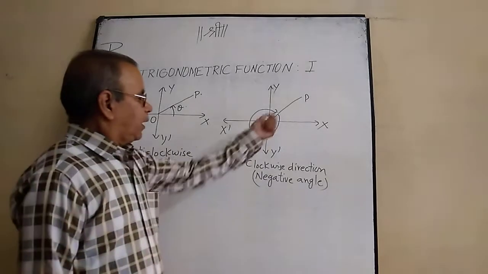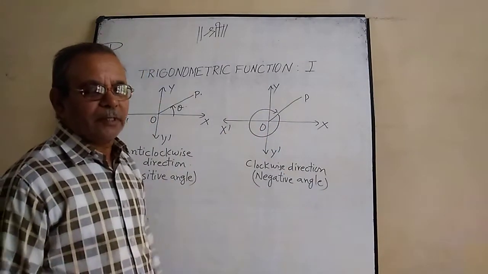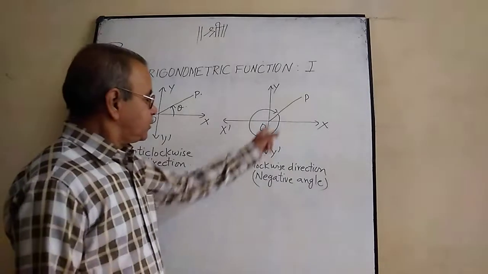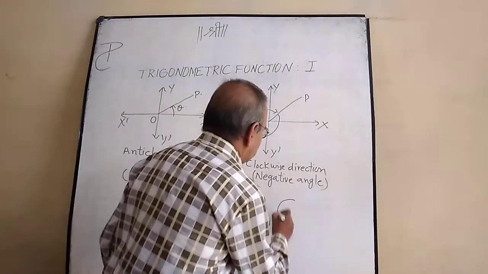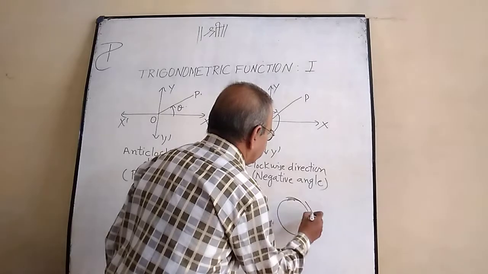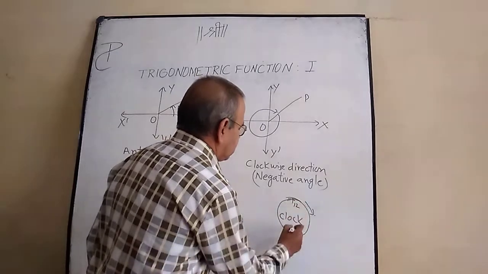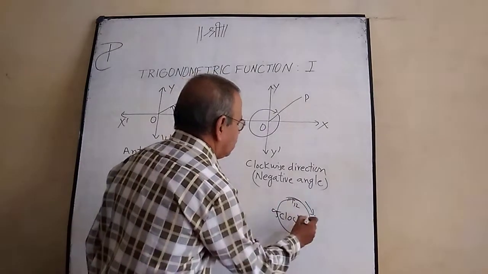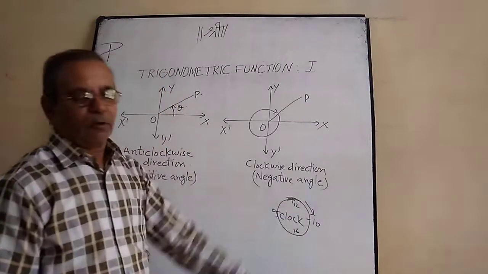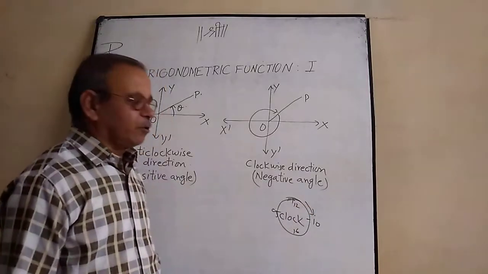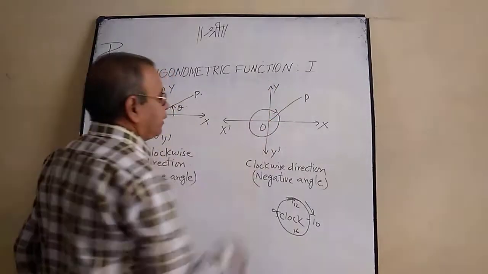I just want to explain clockwise and anti-clockwise direction. This is the clockwise direction, because we know that the clock moves from this direction to this direction. Suppose this is my clock, and this direction of the hands of the clock is called your clockwise direction, and the opposite is called your anti-clockwise direction. So that's why it's a clockwise direction and an anti-clockwise direction.